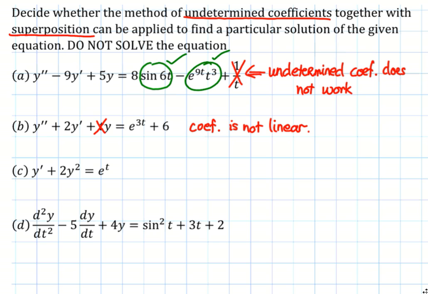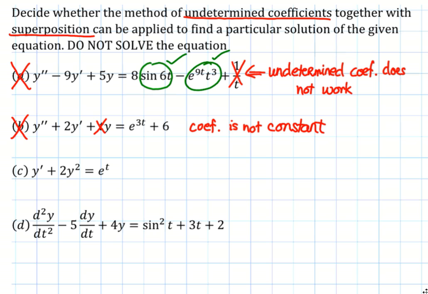So from here we say that this is going to be a no because the function on the right hand side doesn't work. This is also a no because, I'm sorry, the coefficient is not constant. Constant coefficient is what we're looking for, and this is not. Again, t is not constant, so it's not going to work.